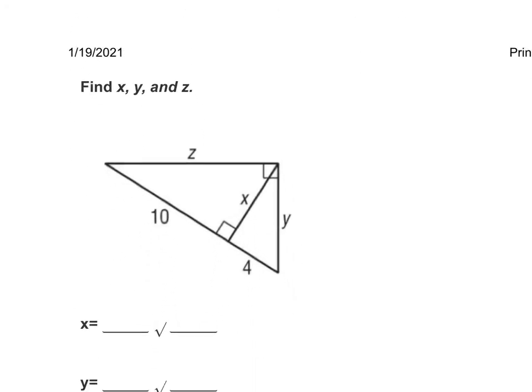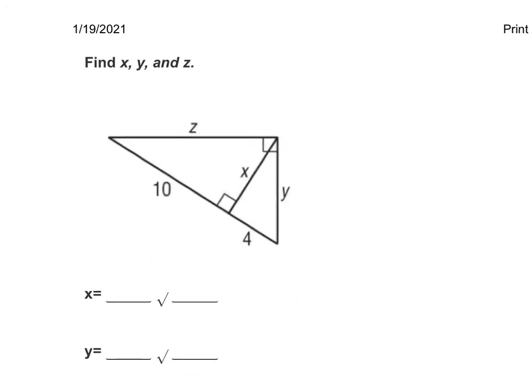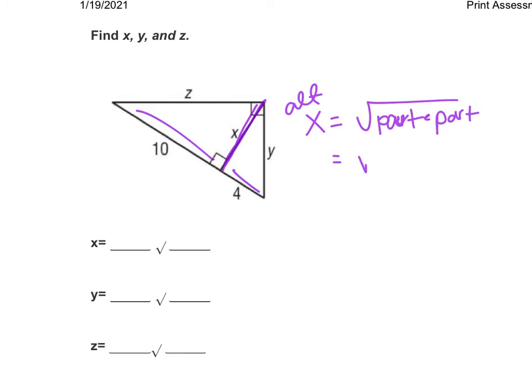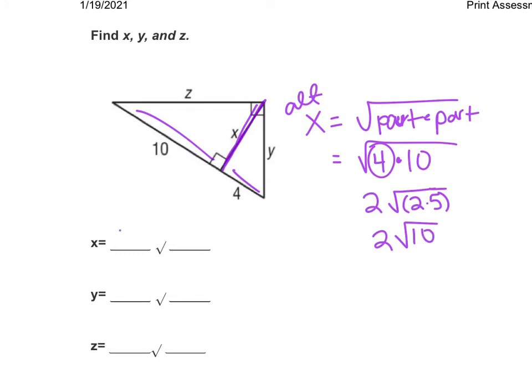Okay. Question 4, find the values of x, y, and z. So x here is my altitude. Okay, since x is my altitude, I know it is the square root of the 2 parts of my hypotenuse. So part times part. So we're going to have the square root of 4 times 10. Okay. So 4 is a perfect square. So we'll have 2 square root of 10, which is 2 times 5. There are no pairs here, so 2 square root of 10. Okay, so when we put in the answer for x, 2 square root of 10.